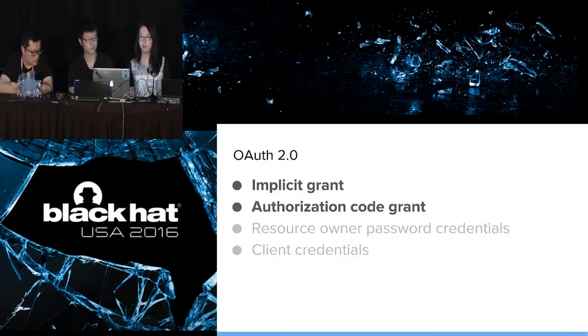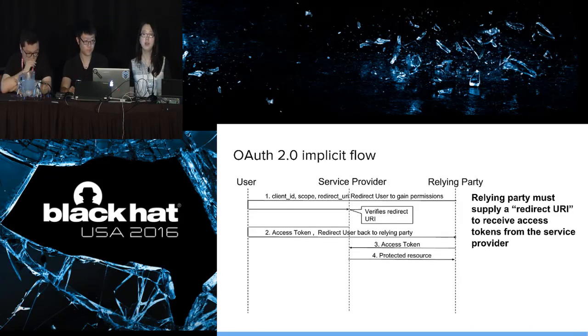As we have mentioned, we'll be focusing on the two common flows for OAuth 2.0, which are the implicit grant flow and the authorization code flow. These two flows are very different. You can just think of them as two different versions of OAuth 2.0. So first, let's see how the OAuth 2.0 implicit flow works. You can see from the diagram that the implicit flow is much more simplified than the previous protocols. The only critical requirement here is that the relying party must supply a redirect URI to get the access tokens.